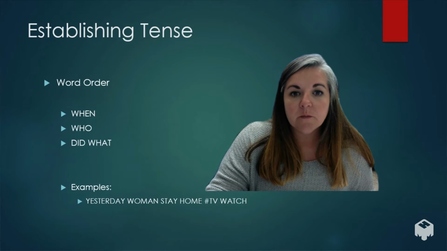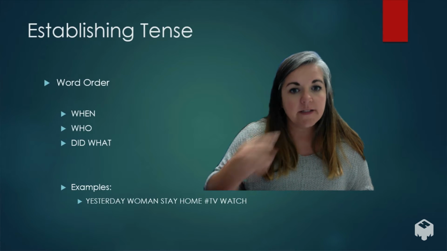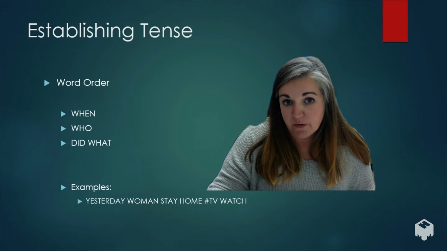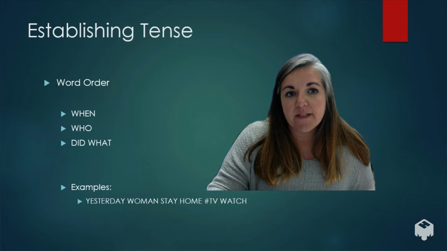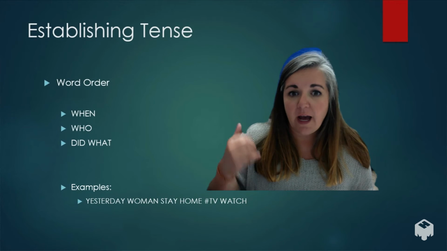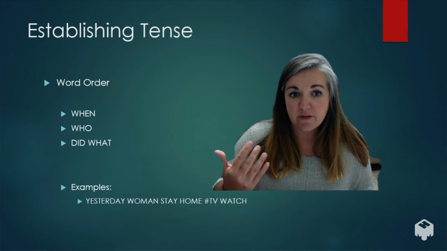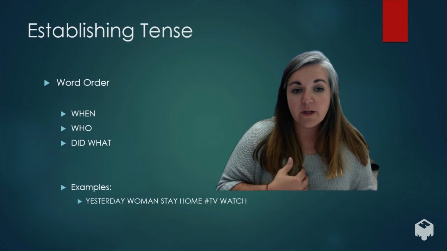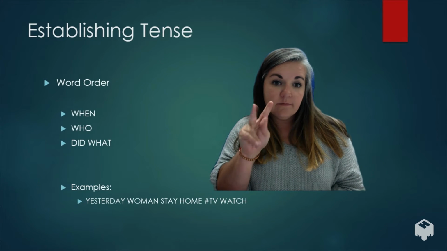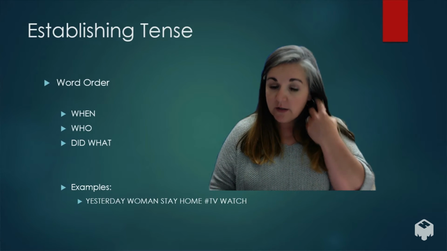Okay. All right. So like I said earlier, typically in ASL when we are expressing something, we're going to establish the time first. So here you can see sort of a basic structure as far as how to sign something. So we state when, we state who, and we state we did what. So for example, okay, so yesterday she stayed home and watched TV.